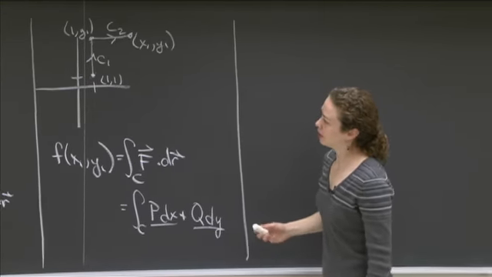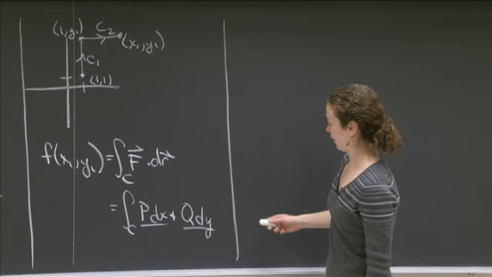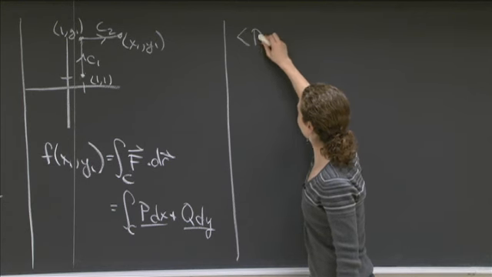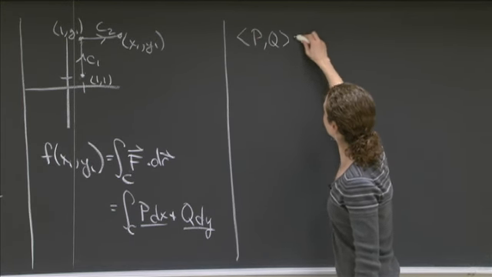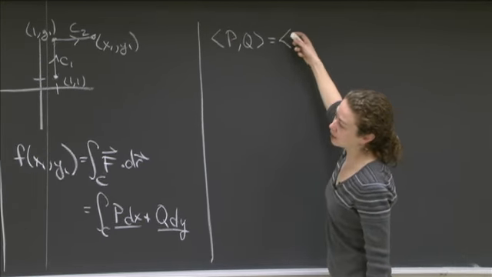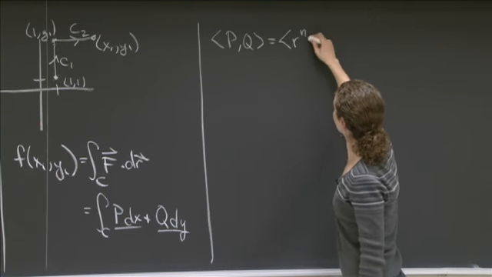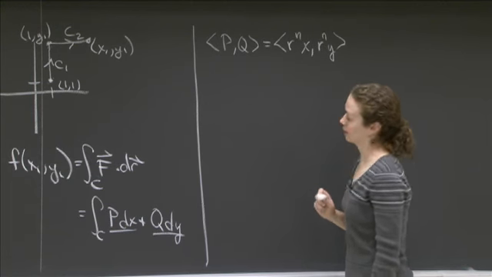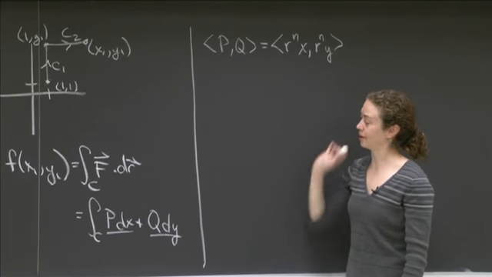Okay. So I have to remind myself what P and Q actually are in order to do this. So let me write that down because this will be helpful. P is r to the n x, and Q is r to the n y. All right? So that's what we're dealing with here.